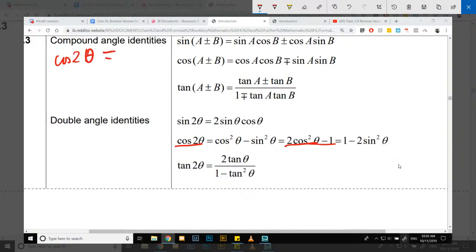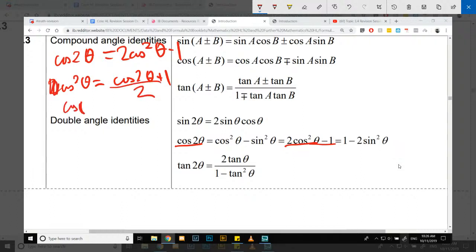So cosine 2 theta is equal to 2 cosine squared theta minus 1. IB expects you to know how to do this. A lot of questions will use this. Rearrange for cosine theta. So what I would do is make it 2 cosine squared theta equal to cosine 2 theta plus 1. Then I would divide everything by 2, get rid of the 2 there. And then I would end up with cosine theta is equal to the square root of cosine 2 theta plus 1 over 2. This is super useful, especially because you've converted the double angle identity into the half angle identity.